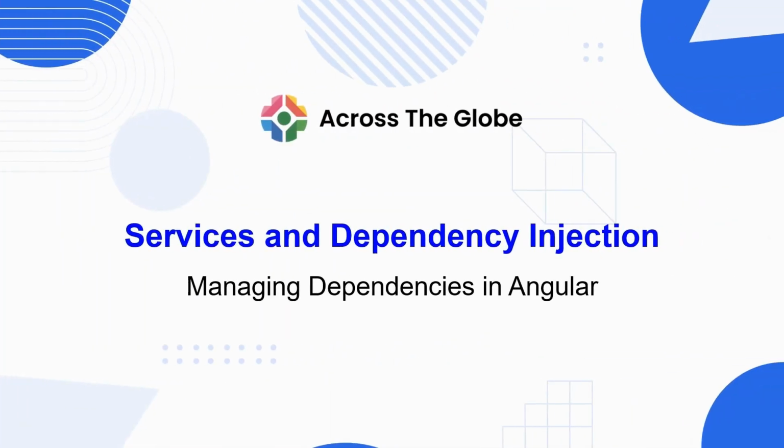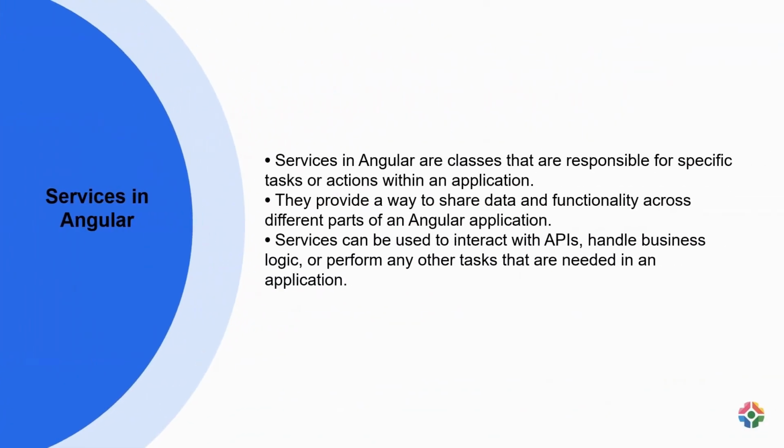Today we will learn about services and dependency injection. Angular services are classes designed to handle specific tasks in an application. They facilitate data and functionality sharing across different parts of an Angular app. For instance, a service can manage API interactions, execute business logic, or handle various tasks imperative in an app.